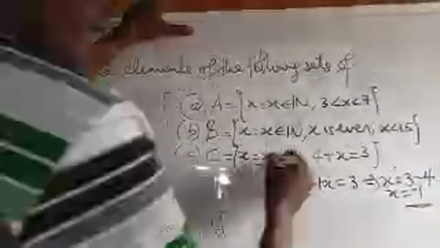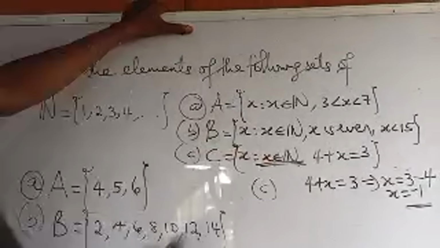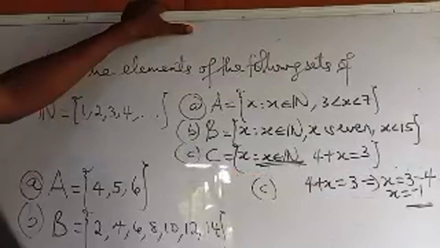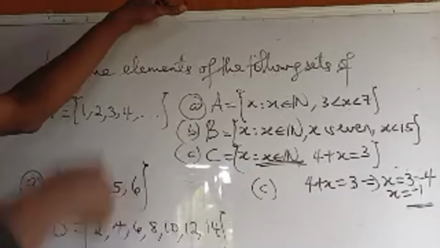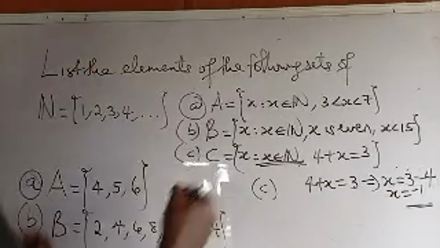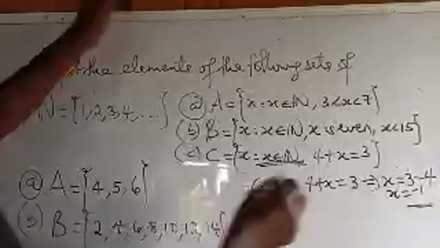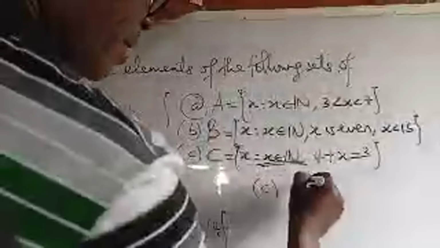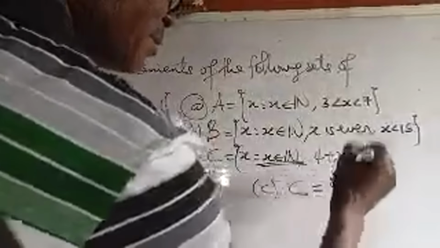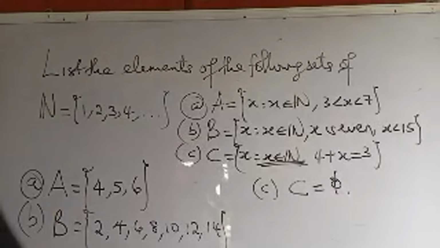From this property, x must be a natural number. But unfortunately, x is giving us a value that does not belong to the natural numbers. So in this case, the set for C is empty. C does not have elements. It's not possible here. C does not conform with the property that it was given. So the element of C is empty.